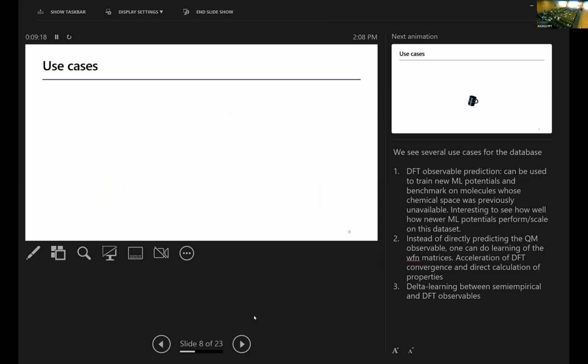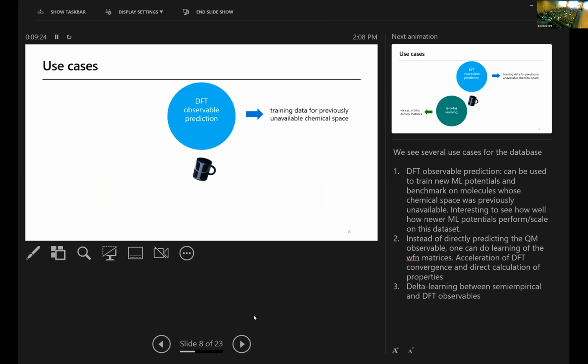So in terms of the use cases that this database may have prospectively, the first one, and I guess the more evident one, is that you can use it for DFT observable prediction, right? The main advantage is that we do provide training data for what we believe is previously unavailable chemical space. So we don't limit ourselves to 9 heavy atoms. This can be used also for benchmarking. It would be fantastic if we see people running their ML potentials on this database to see if they get different results or different conclusions from what they get on QM9 or other datasets.